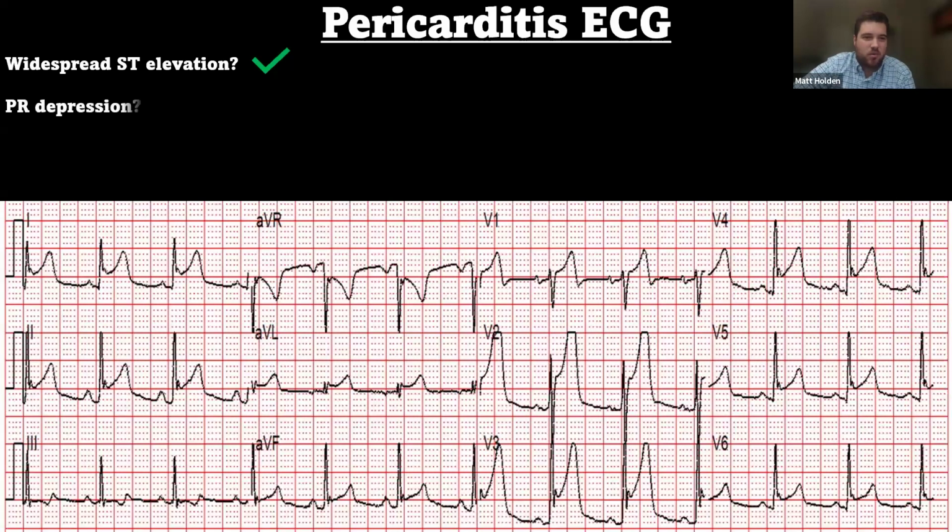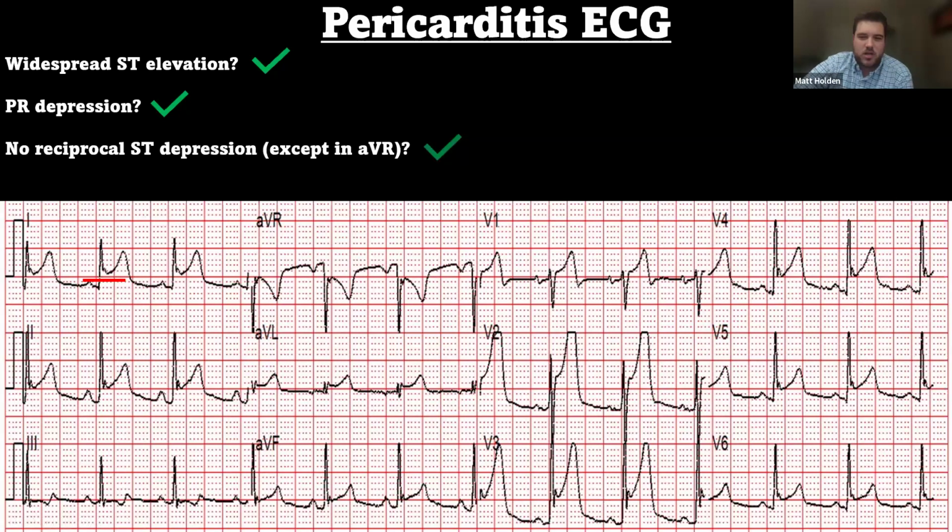Now, is there any PR depression? We do have it a little bit right there, the P wave, and it sags a little bit right here. The PR, it's dropped down a little bit. That's not seen in all of them. Is there any reciprocal depression? No, except for AVR. That's okay.